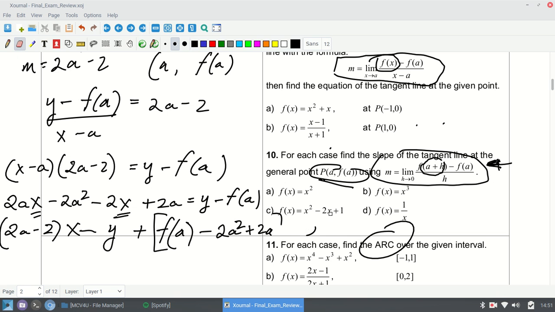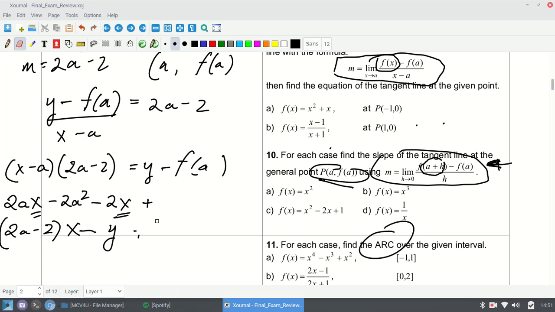Great. So that was that monstrosity, and now I've got my final question, which is f of x equals 1 over x. f of x equals 1 over x.